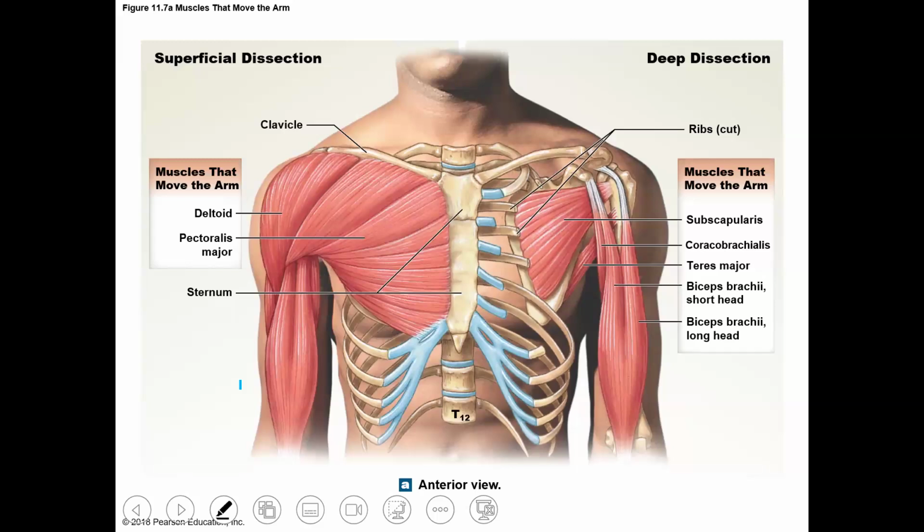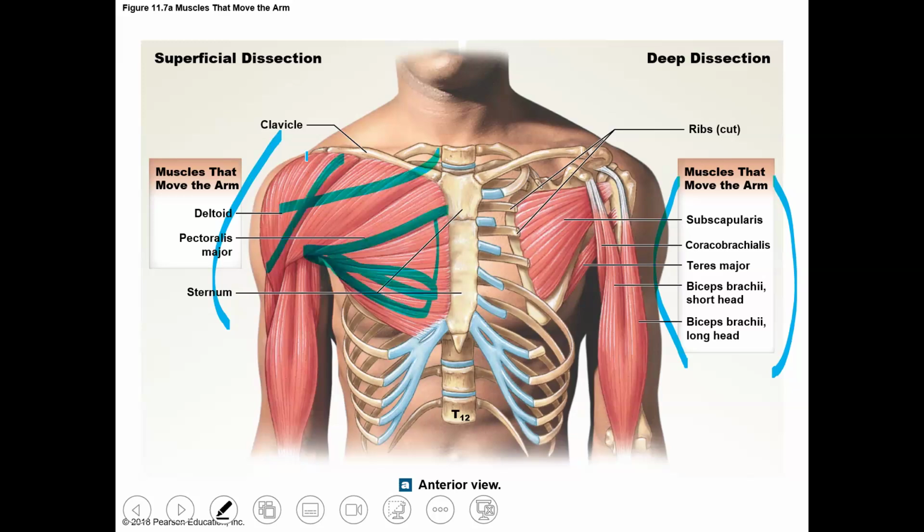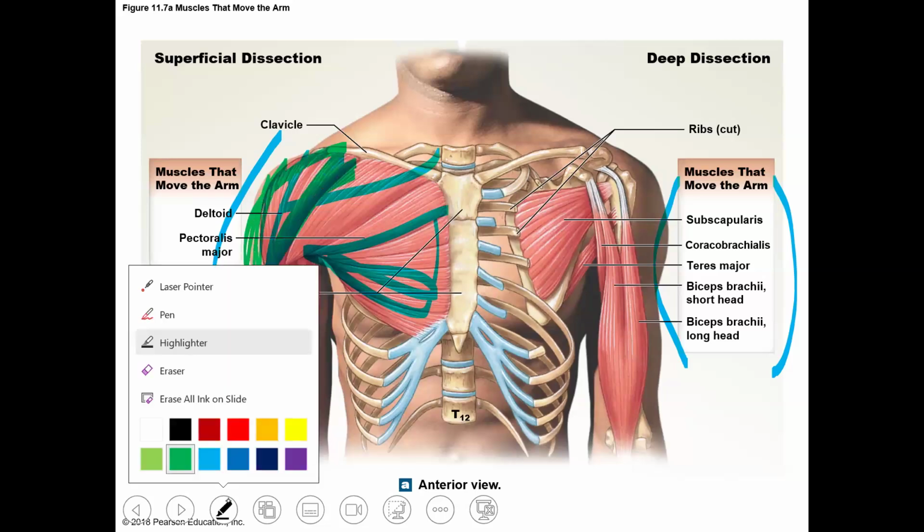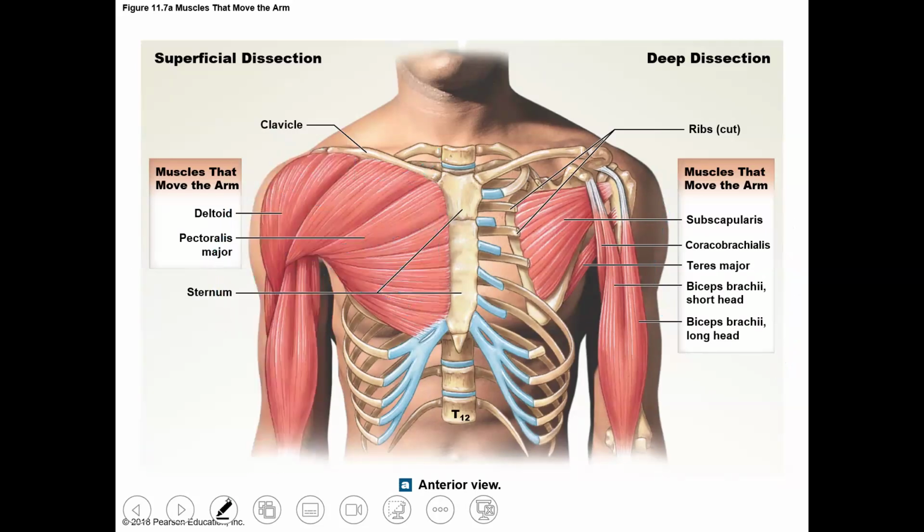And take a look at the muscles here. You could see them. Again, we've covered a lot of these. Here's pec, here's deltoid through here. And you could see muscles moving the arm over here, subscapularis. And we see coracoid process right there. So we see coracobrachialis right here.